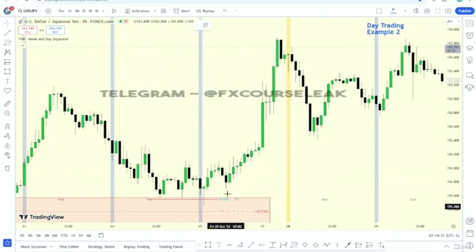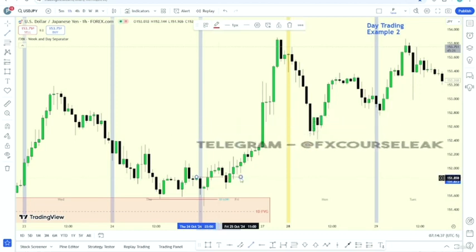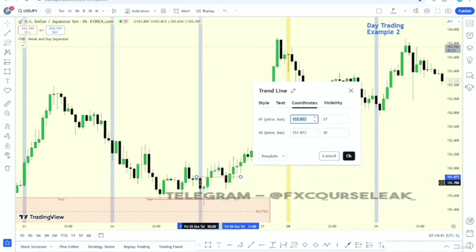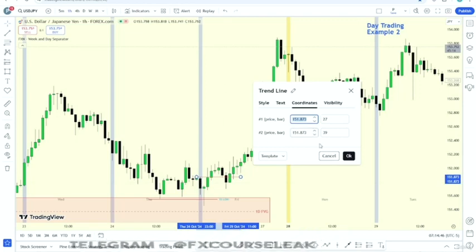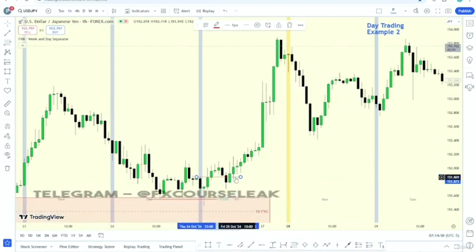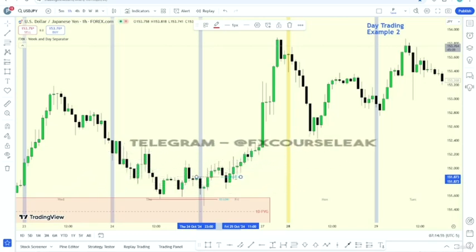So basically this is our entry order block. Let's get the coordinates of that high, which is 151.873. So that is our order block. This is our 1 hour order block. 1 hour order block high. So that is our entry point.